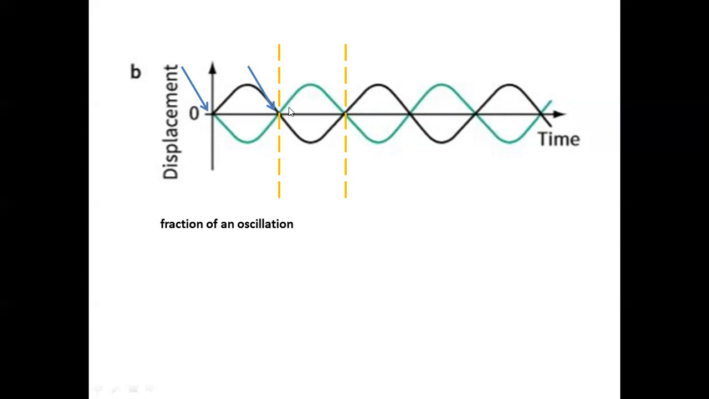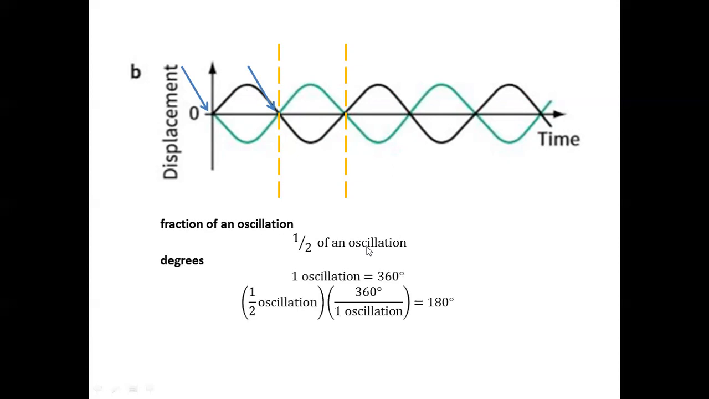Since the corresponding point on the second graph lies along half of the oscillation of the first graph, the phase difference will be 1/2 of an oscillation. Converting this into degrees, we have 180 degrees. And finally, for radians, it will be pi radians. So the phase difference for this item will be half of an oscillation, 180 degrees, or pi radians. Next.